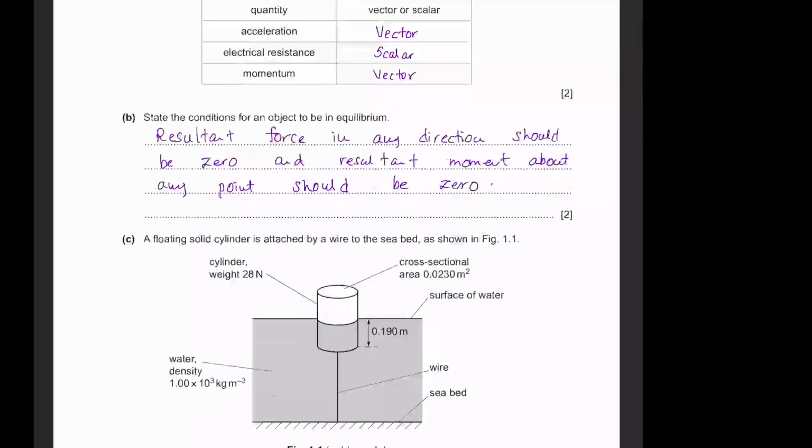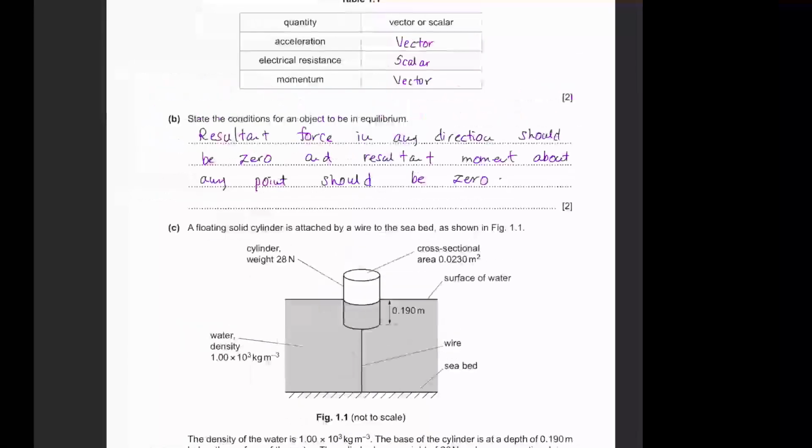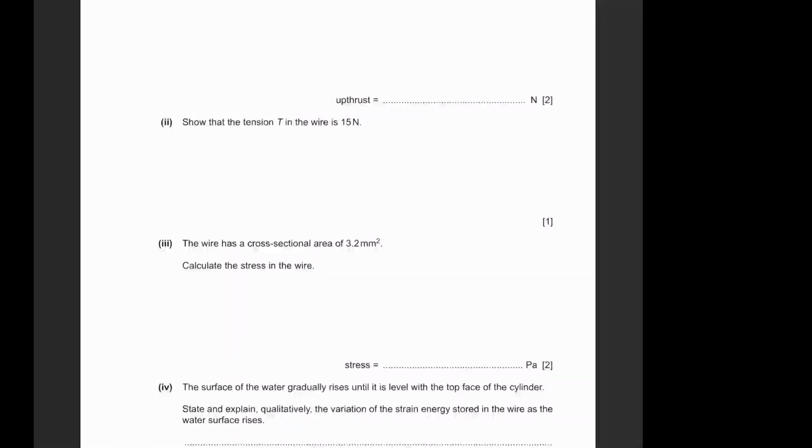Part C. A floating solid cylinder is attached by a wire to the seabed, as shown in figure 1.1. The density of the water is given as 1.0 × 10^3, which is 1000 kilograms per cubic meter. The base of the cylinder is at a depth of 0.190 meters below the surface of the water. The cylinder has a weight of 28 newtons and a cross-sectional area of 0.023 square meters. The wire and the central axis of the cylinder are both vertical. The cylinder is in equilibrium. Calculate, to three significant figures, the upthrust acting on the cylinder due to the water.